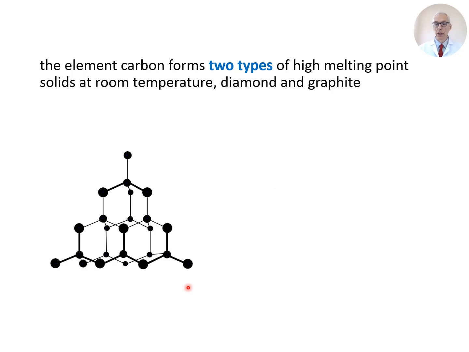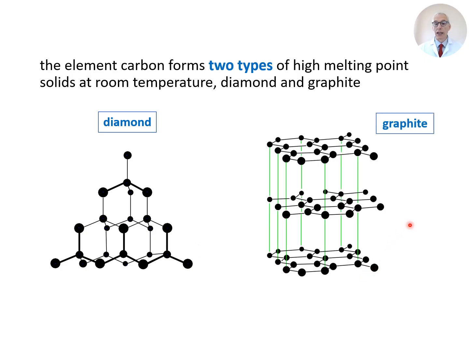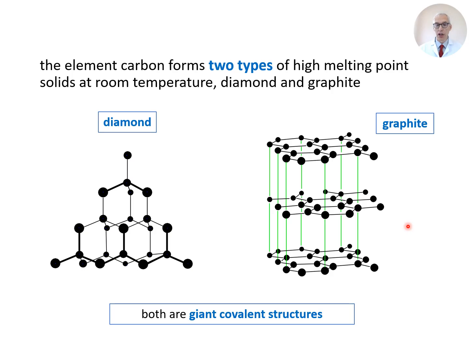Here is a structure that you may have seen before. Pause. Is that diamond or graphite? You are expected to recognize. Have a guess. Come back. Okay, so this is the structure of diamond. And on the right here, we have the structure of graphite. Both are giant structures. Both have high melting points. Both are giant covalent structures. We'll go through the detailed chemistry of that in the next section.